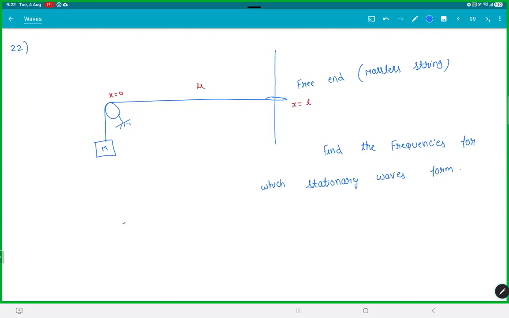Meaning sonometer में what are the frequencies? N by 2L root T by mu. Na? These are all the frequencies. N1, 2, 3, so on. ऐसा एक general formula आएगा. Let's see how will you handle this.